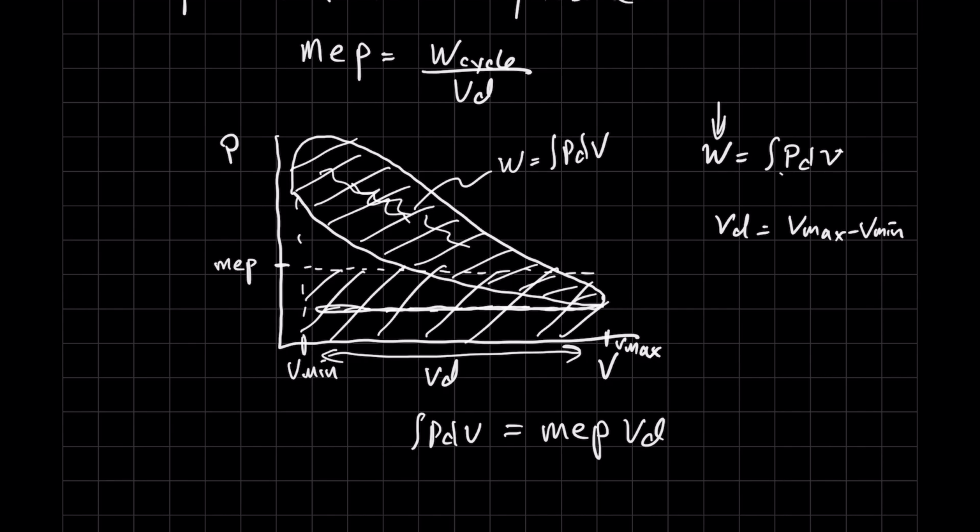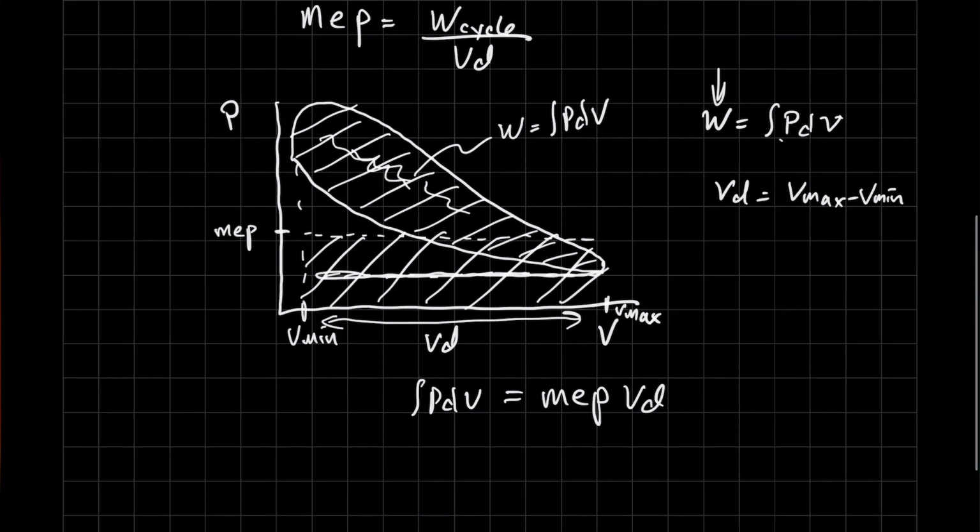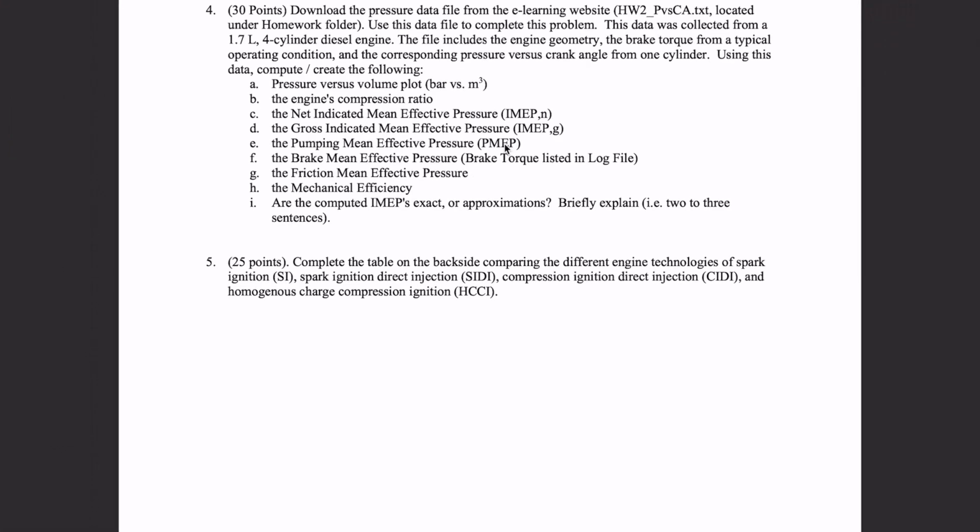Okay, so now we'll talk about the difference between brake mean effective pressure and indicated mean effective pressure. But for the purposes of the assignment that we're looking at right now, we're being asked to calculate the net indicated mean effective pressure, okay? So for the moment, ignore the net and the gross and the pumping and all that stuff, okay? Let's just focus on the indicated mean effective pressure, okay? So the indicated mean effective pressure is that mean effective pressure that's calculated from an indicator diagram, okay?